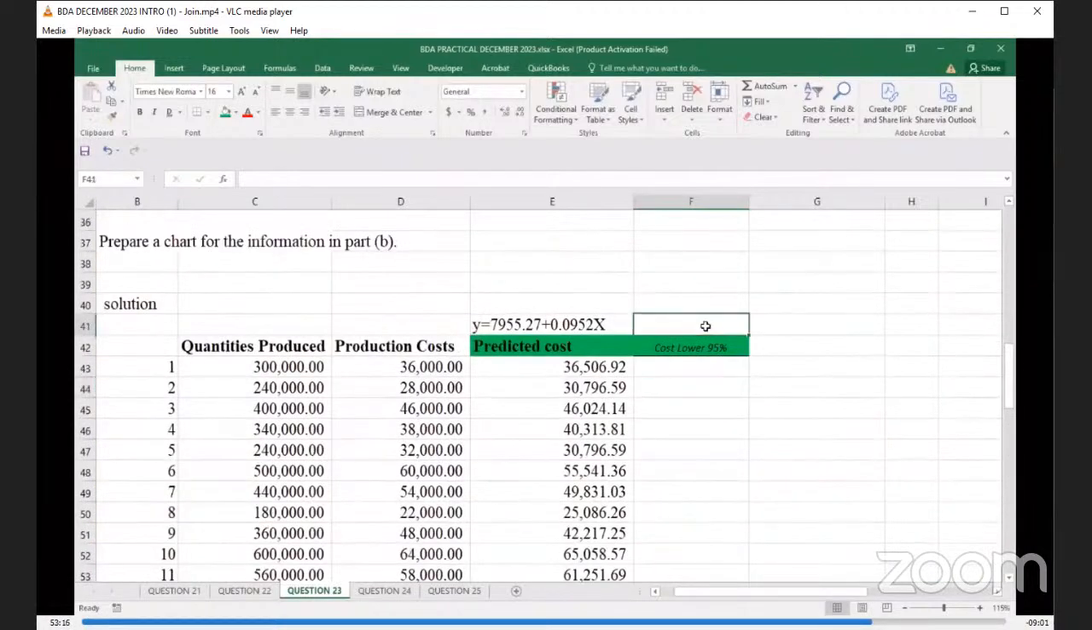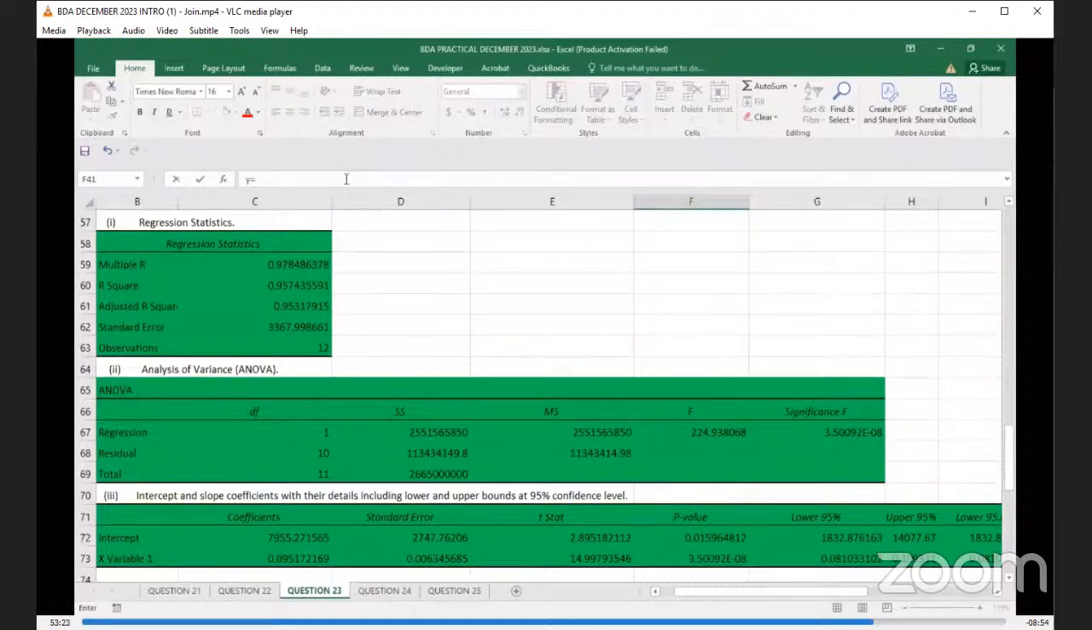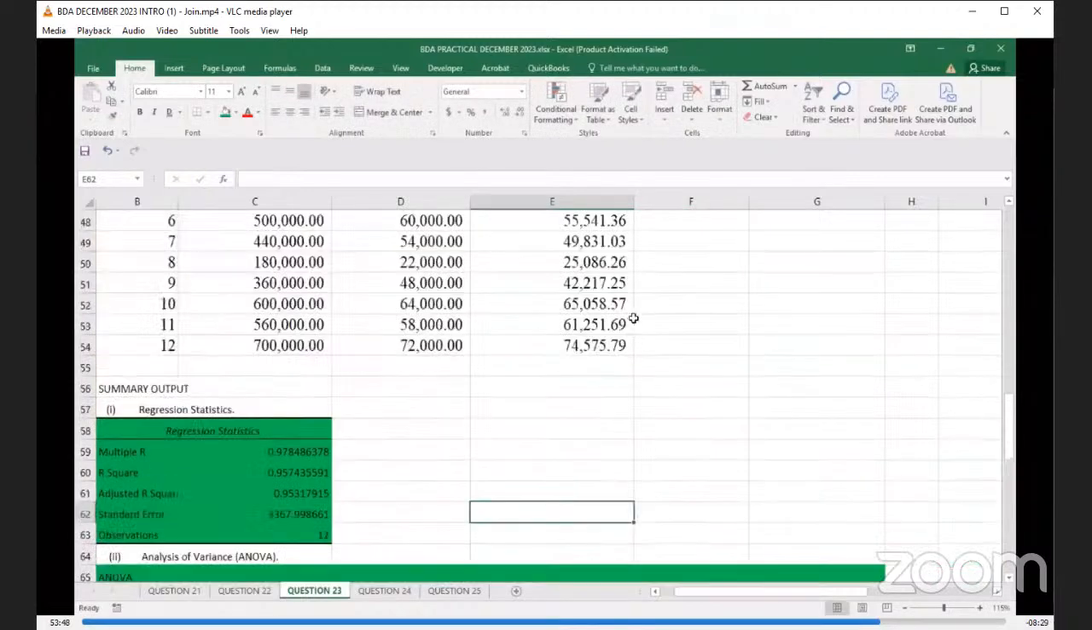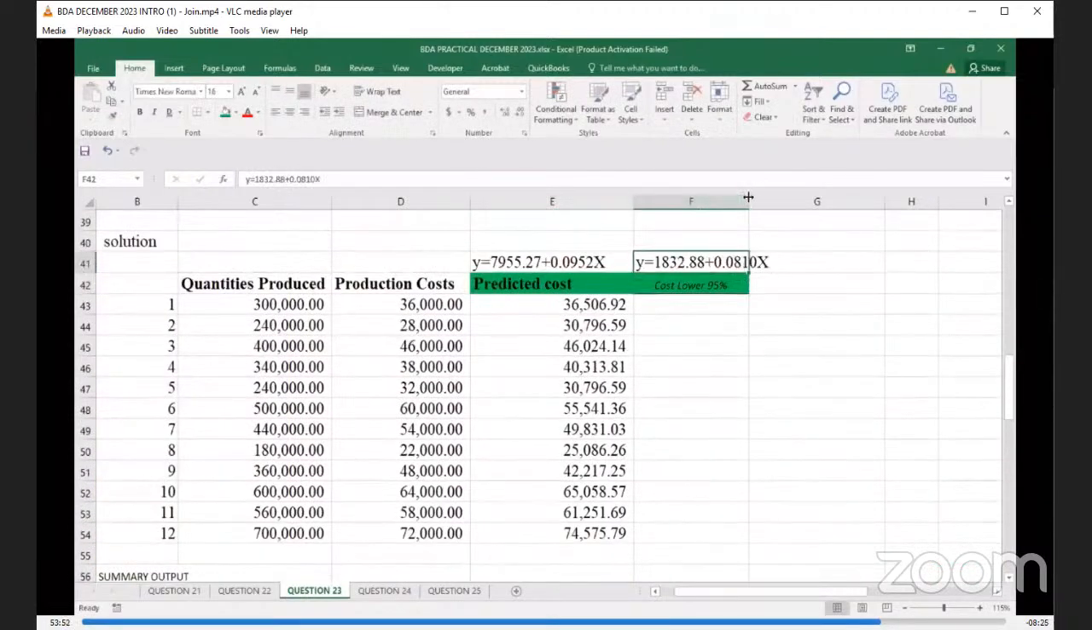So literally in this case, our equation at the lower boundary is y equal to a, which is 1832.88. Literally, this is what you're taking here. You see this? Plus 0.0810x, because that is our b value, right? So in this case, we can agree that this is our equation there at the lower boundary.